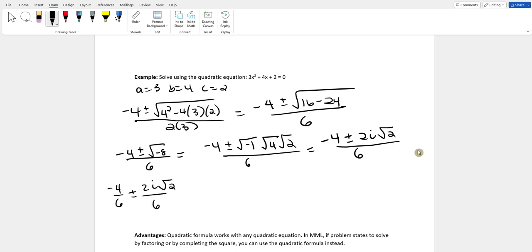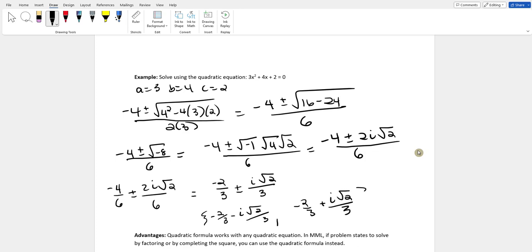We're going to reduce the fractions. So negative 4 over 6 reduces to negative 2/3. And this 2 over 6 will reduce to 1/3, so I'm going to have a 3 at the bottom. And once again, you're going to separate it. So you're going to get negative 2/3 minus i square root of 2 over 3, and you're going to get negative 2/3 plus i square root of 2 all over 3. So this is your final answer.